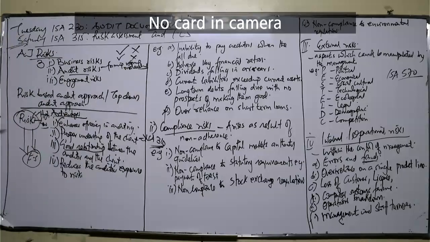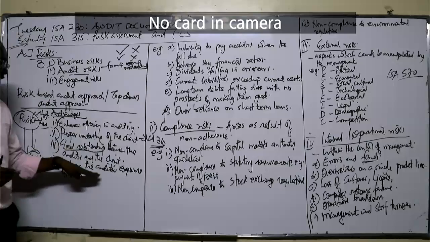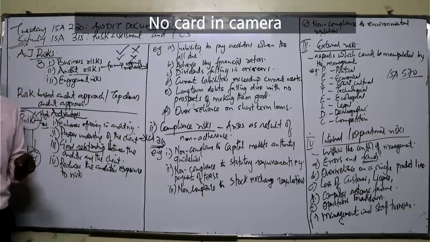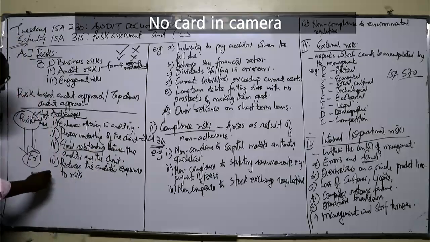So when you go for risk-based audit, we reduce the auditor's exposure to risk. Why? You understand the client so well. You have vast understanding of the client. You have a good relationship with the client. So you are able to access all the relevant information and explanations, putting you in a better position to report about the client, hence reducing your exposure to risk.